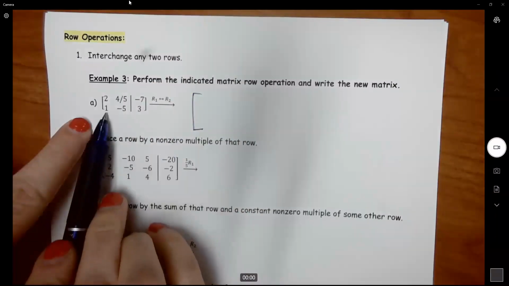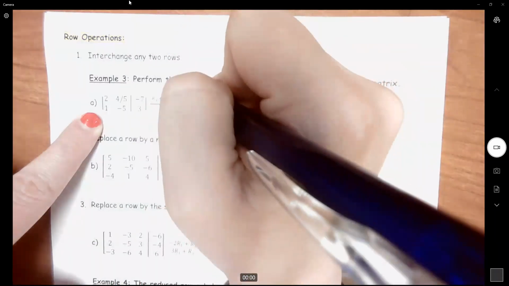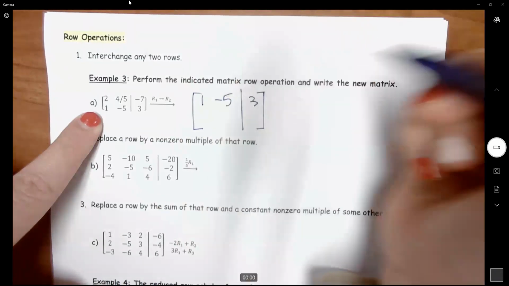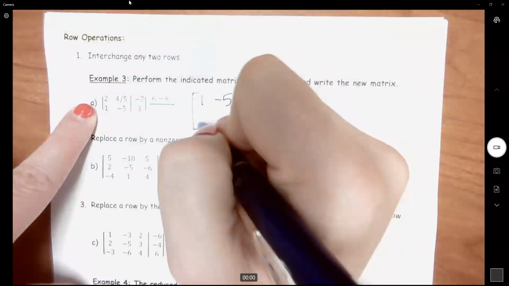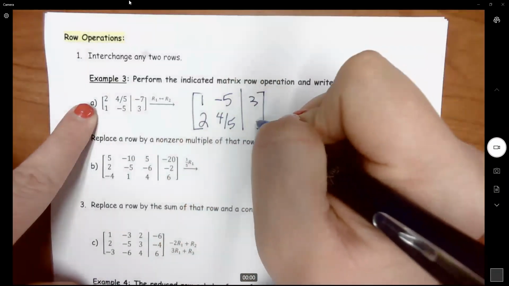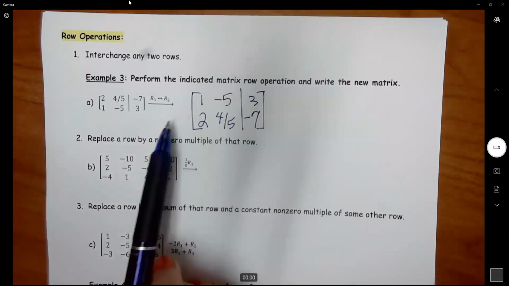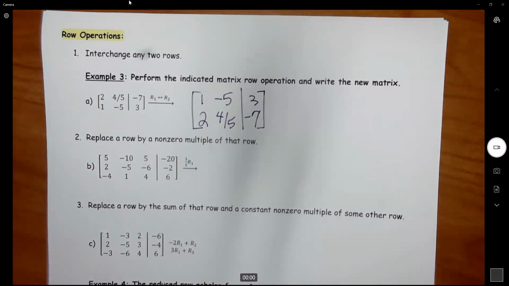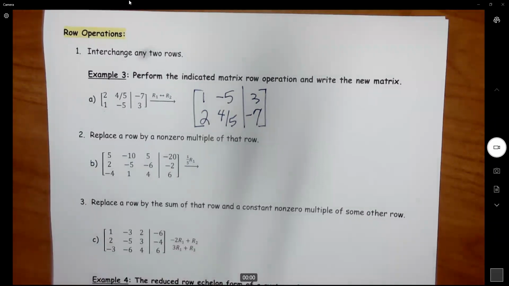So I'm going to take my row 2 and write it as row 1. This becomes 1, -5, 3. And now row 1 is going to become your new row 2. So 2, 4/5, and -7. So when you see that arrow going back and forth, interchange them. The second thing you can do is replace a row by a non-zero multiple of that row.